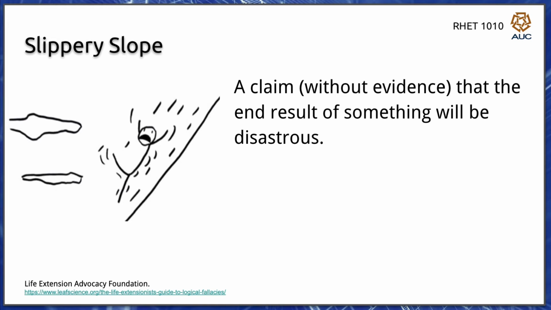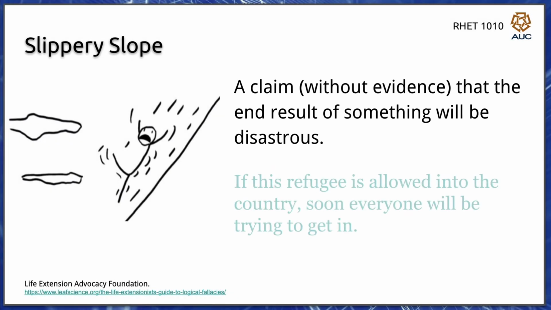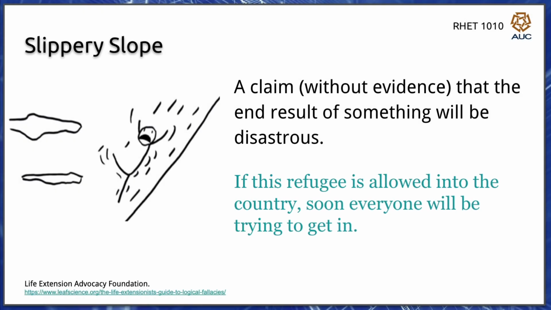Here's a fourth one. It's called slippery slope. And a slippery slope is a claim, usually without evidence, or in fact always without evidence, that the end result of something will be disastrous. Let me give you an example. If this refugee is allowed into the country, soon everyone will be trying to get in. If we give a little bit to this request or this person, soon everybody's going to be wanting to do it. Or in the famous expression, if you give an inch, they'll take a mile.